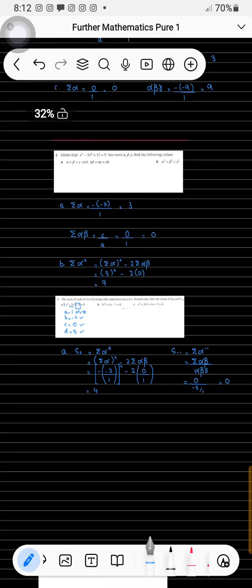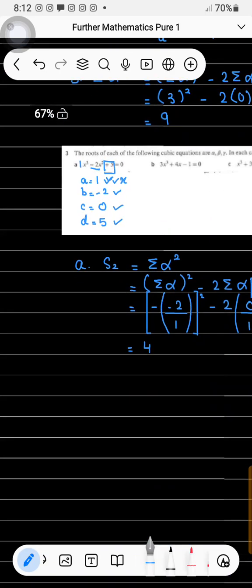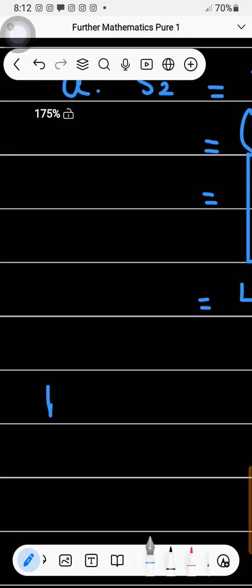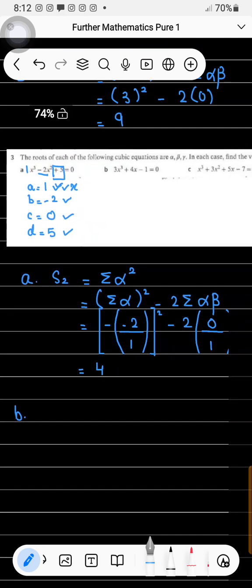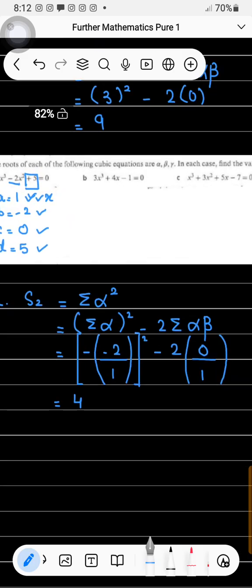Okay, now moving to part B. If you didn't solve part A on your own by stopping the video, you can now try part B before I solve it. You can stop the video.